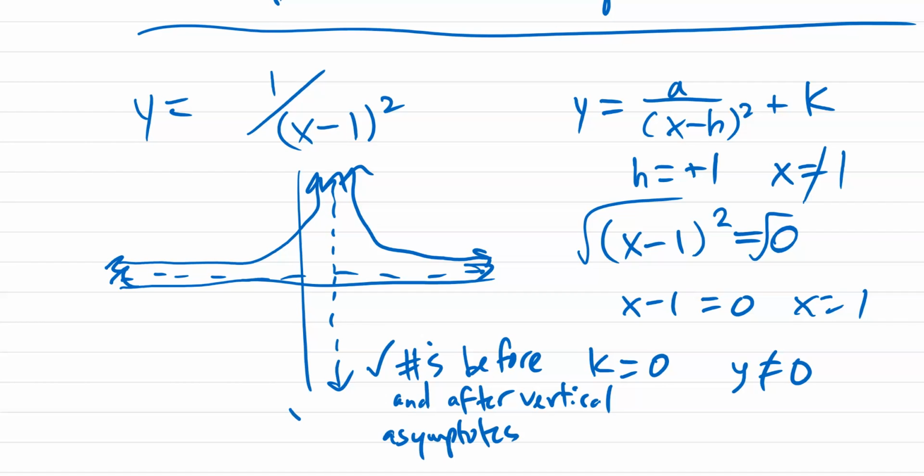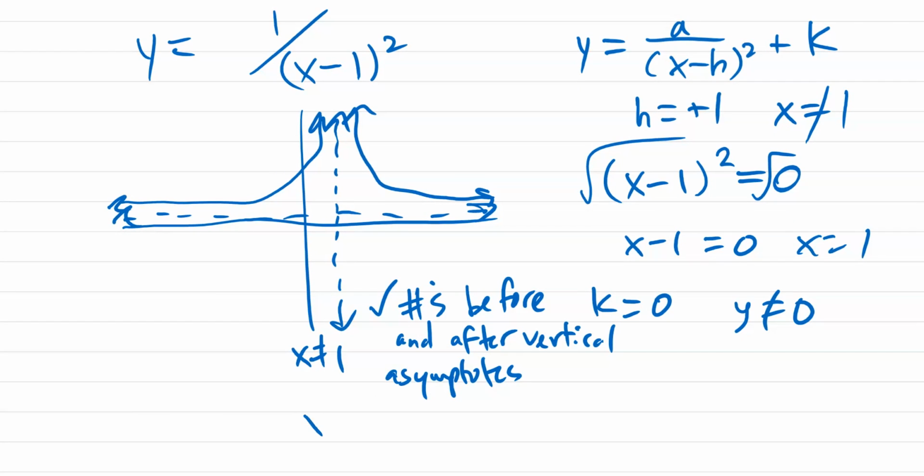So here we said x cannot equal 1. So I would just say, well, what happens if x equaled 2? Well, that would give me 1 over 2 minus 1 squared. 1 over 1 is 1. So at 2, it goes up here. That tells me it's in this region up here.